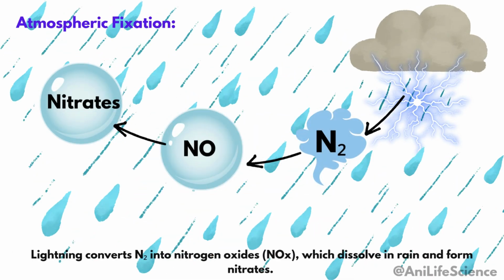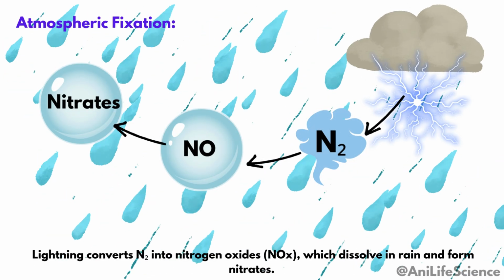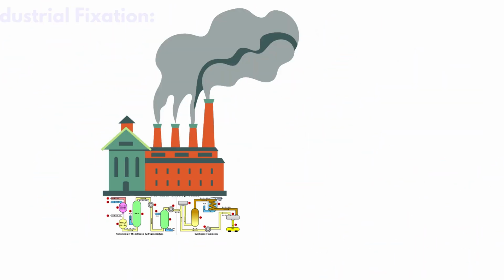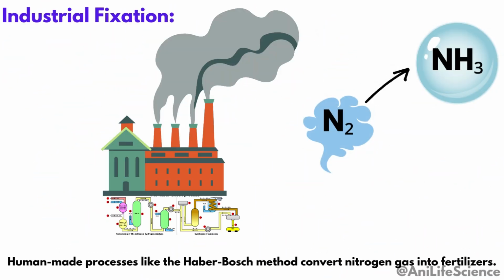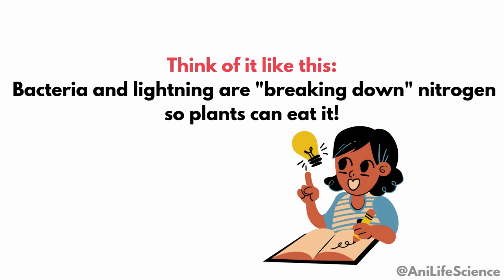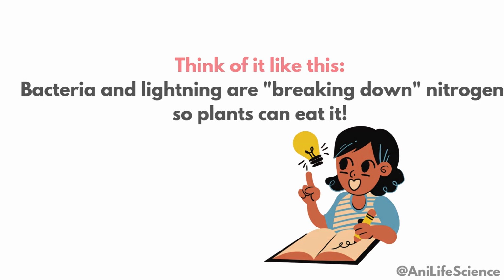Nature helps. When lightning strikes, it changes nitrogen gas into a form that falls to the soil with rain. Humans help. Factories make nitrogen fertilizers using a process called the Haber-Bosch method. Think of it like this: bacteria and lightning are breaking down nitrogen so plants can eat it.